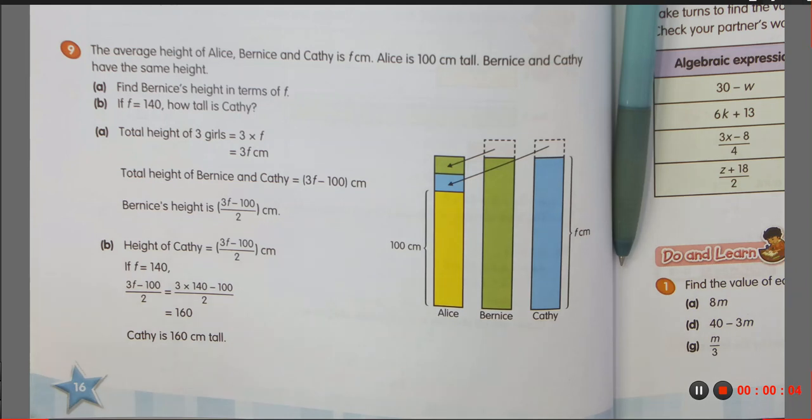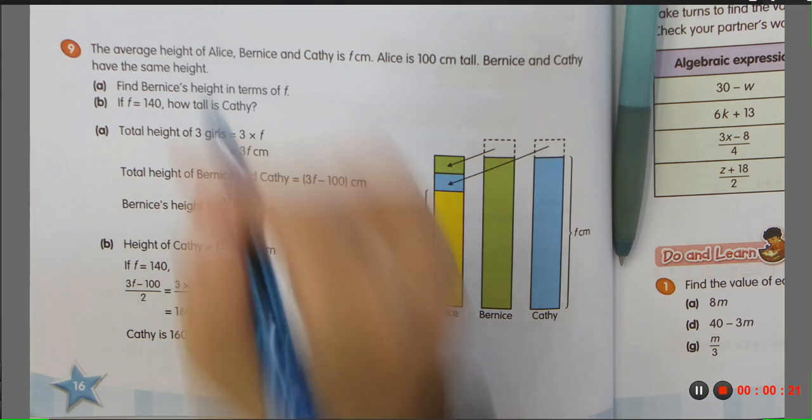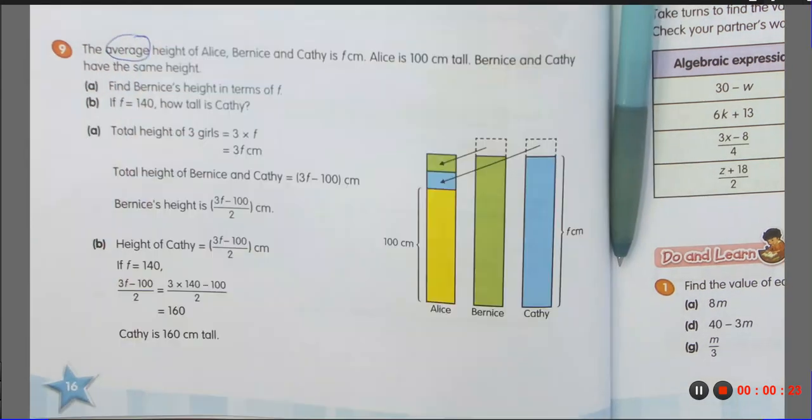I ask you to look at these two questions for two important reasons. Let's look at question 9. What are the two topics involved? Average and algebra. Very obvious, this is the term average.